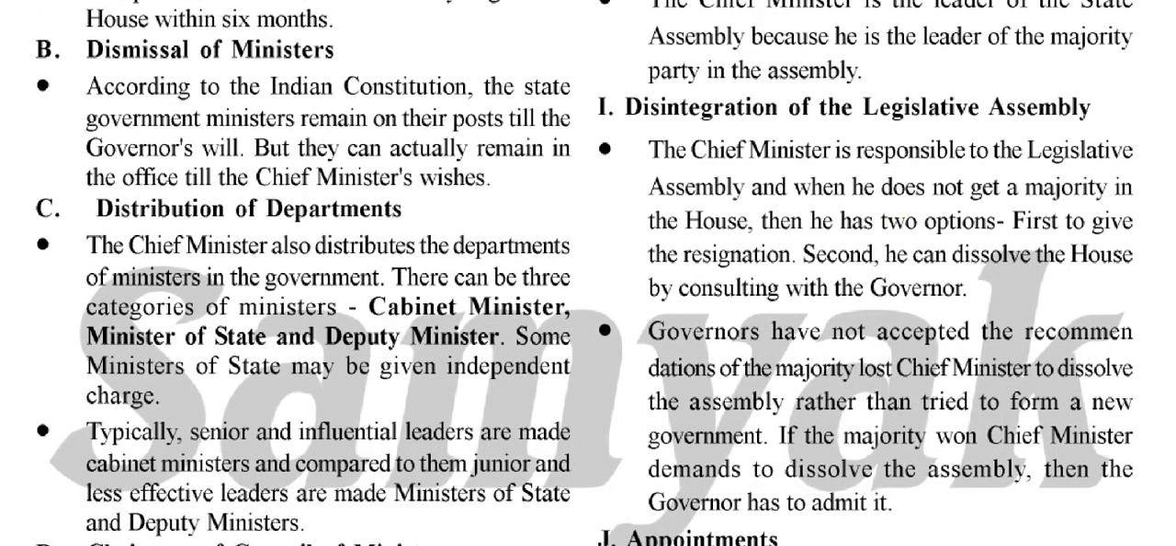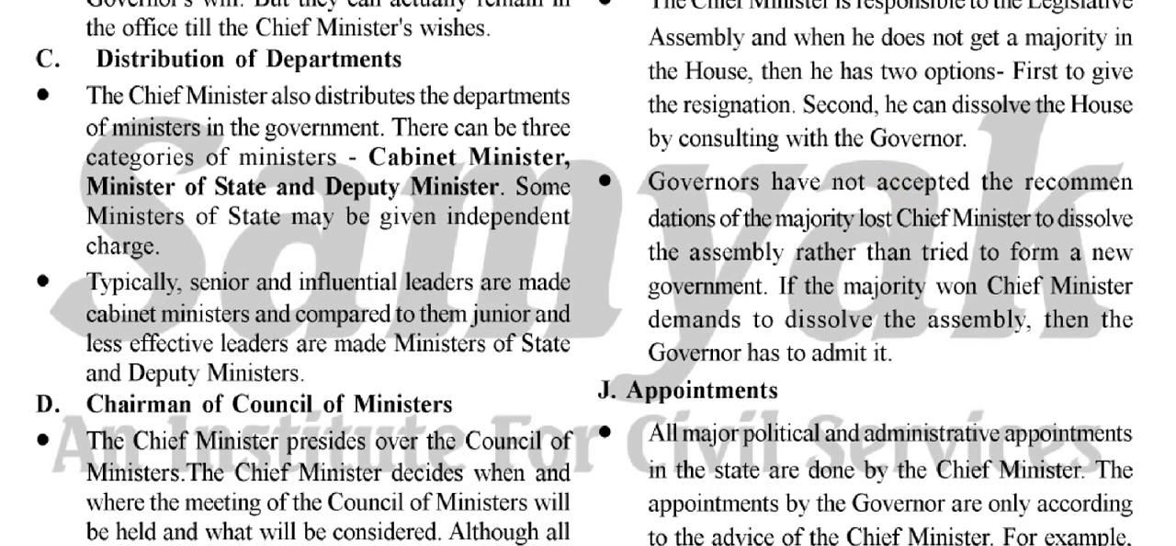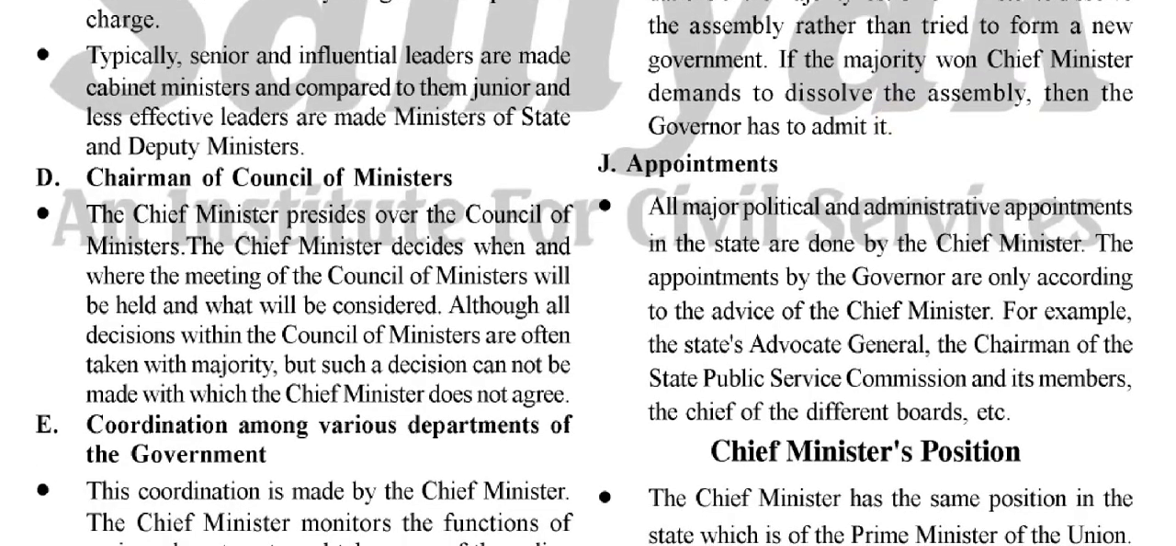Distribution of departments. The Chief Minister also distributes the departments among the ministers of the government. There can be 3 categories of ministers: cabinet minister, minister of state, and deputy minister. Some ministers of state may be given independent charge. Typically, senior and influential leaders are made cabinet ministers, and compared to them, junior and less effective leaders are made ministers of state and deputy ministers. D. Chairman of the Council of Ministers.